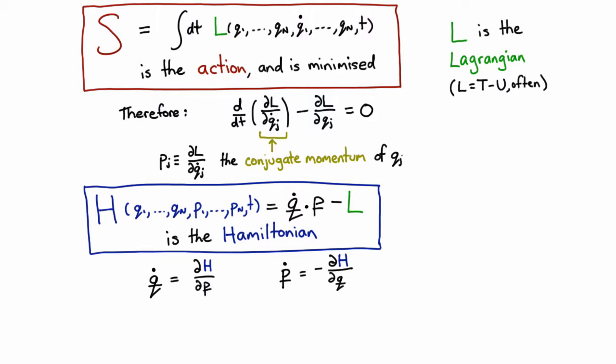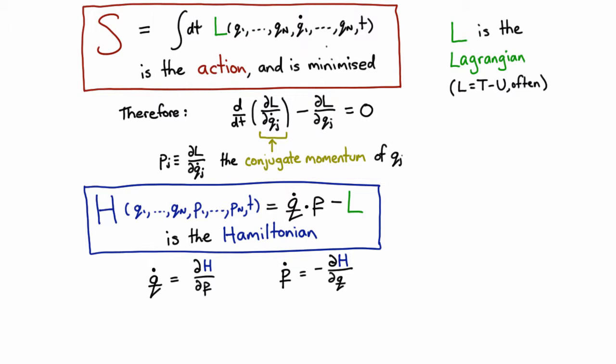The story so far. We have a physical quantity called the action, which is the time integral of a Lagrangian, which is sometimes the kinetic energy minus the potential energy, but not always. But this thing called the action is minimized, and that's a fundamental physical principle that guides basically everything in physics.